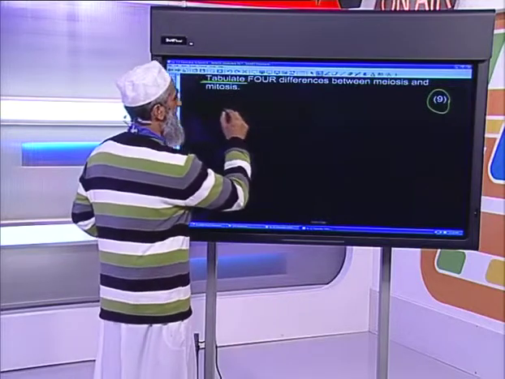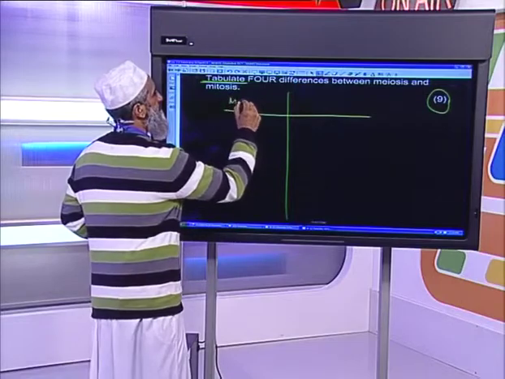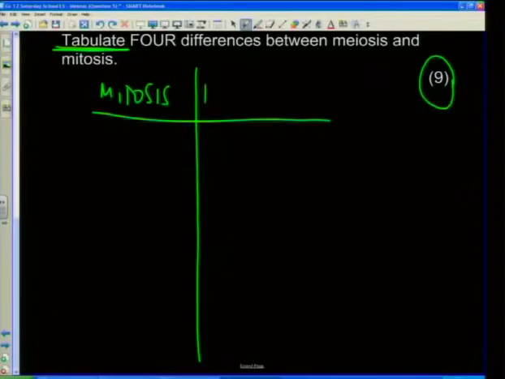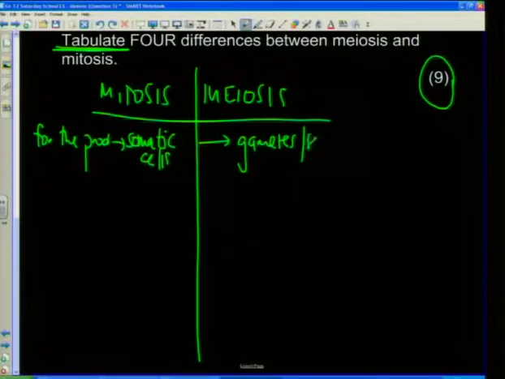Obviously, you will draw the table, and you'll put there mitosis, meiosis, and you would tabulate the differences. First of all, mitosis takes place for the production of somatic cells, and meiosis for the production of gametes or sex cells.